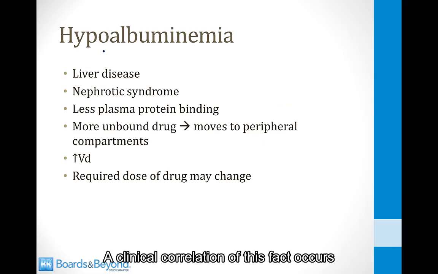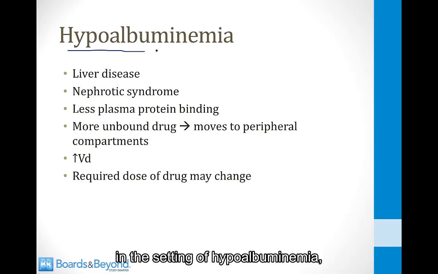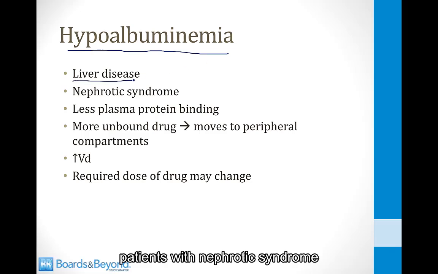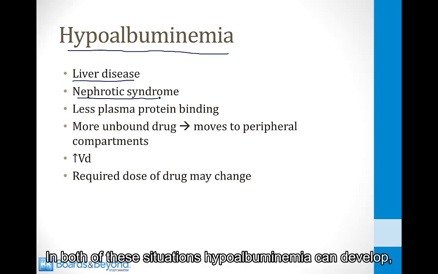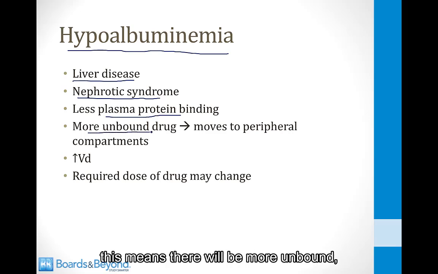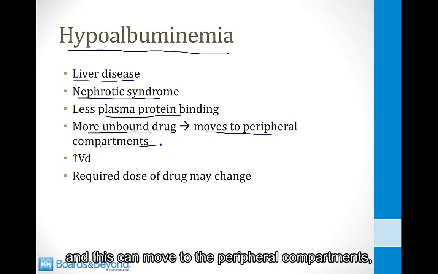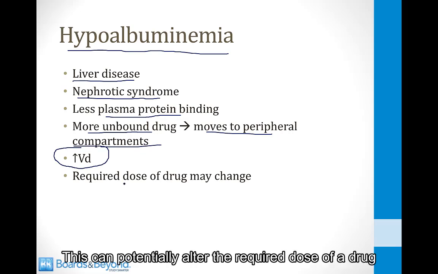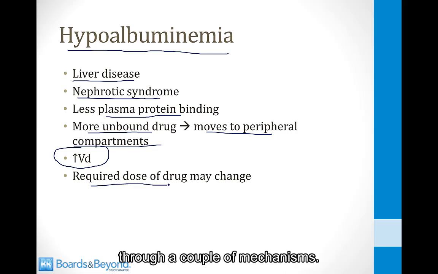A clinical correlation of this fact occurs in the setting of hypoalbuminemia. Patients who have liver disease can underproduce albumin. Patients with a nephrotic syndrome can lose albumin in the urine. In both of these situations, hypoalbuminemia can develop, and this means there will be less plasma protein binding of drugs. This means there will be more unbound or free drug present in the body, and this can move to the peripheral compartments, and that will raise the volume of distribution. This can potentially alter the required dose of a drug through a couple of mechanisms.